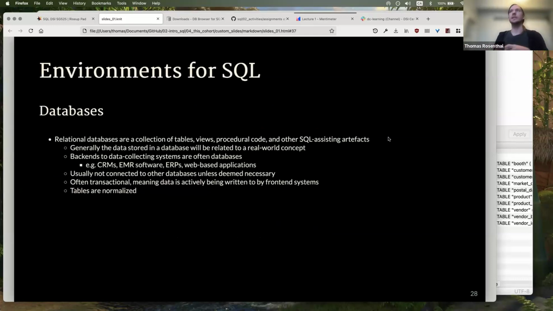Let's talk about the different environments here. Databases are sort of our fundamental thing here, right? So relational databases are a collection of tables, views, procedural code, and other SQL assisting artifacts. Generally, the data stored in a database is going to be related to a real-world concept. So you can think of the backends to data collecting systems. So CRMs, for example, EMR software, ERPs, web-based applications. If it collects data, it's likely writing down to a SQL database.